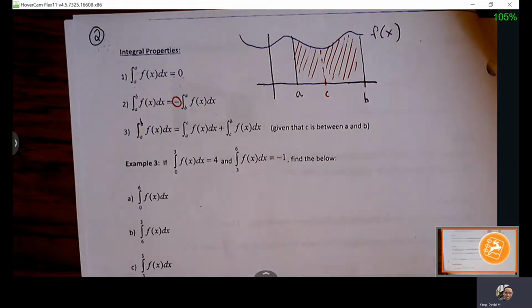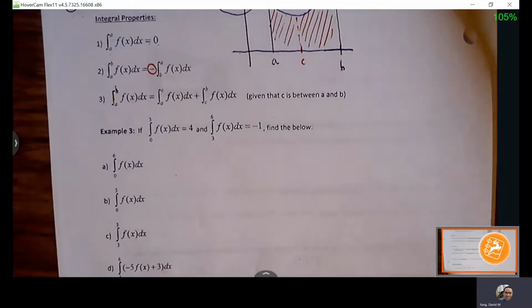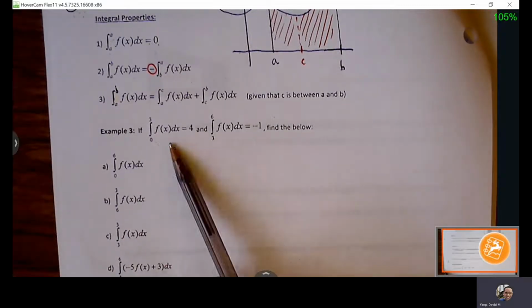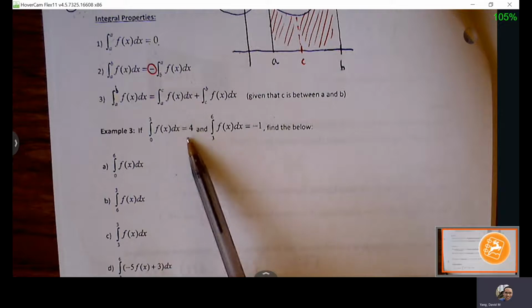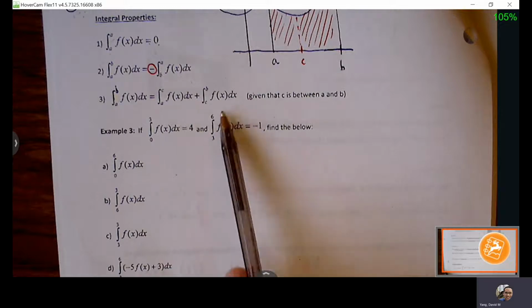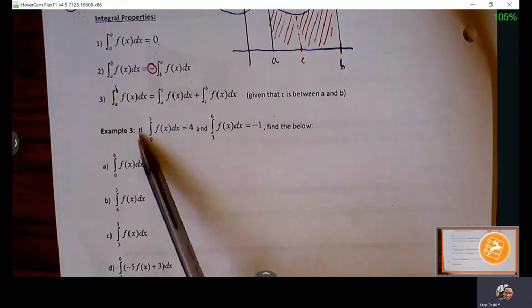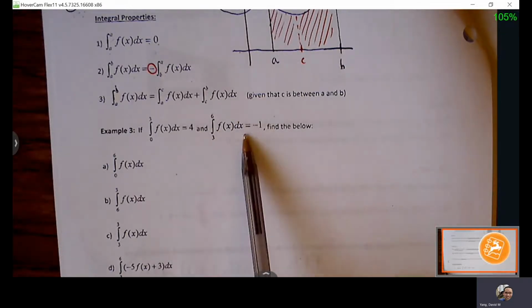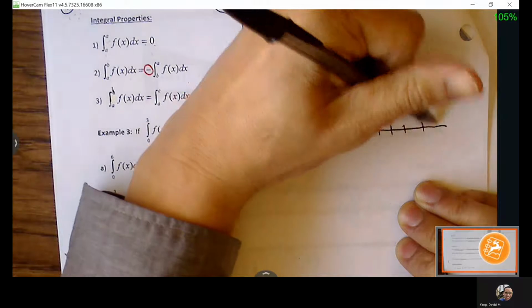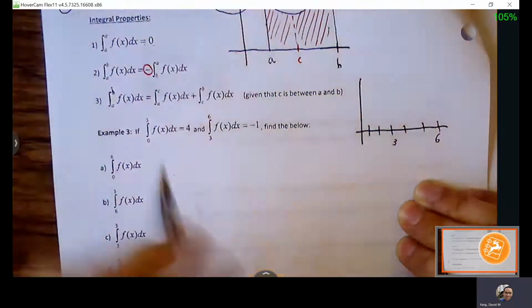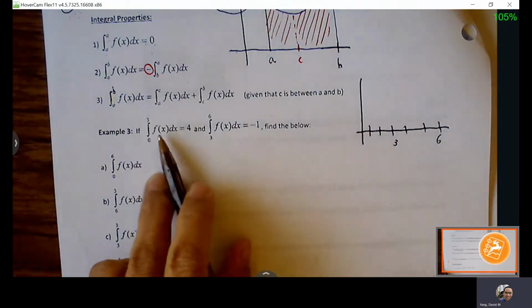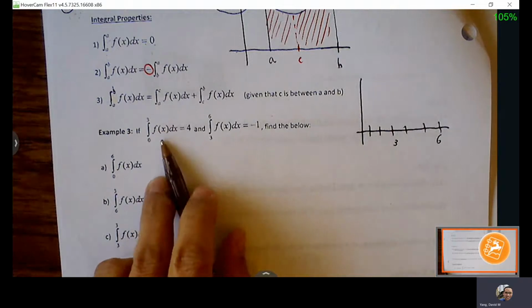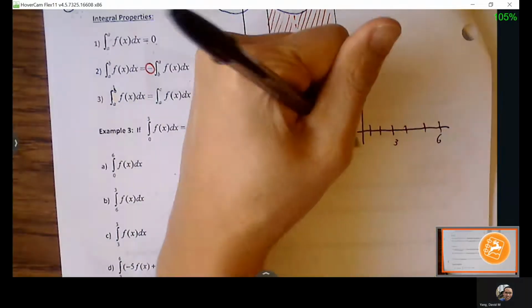Okay, so let's practice using those properties with example 3. The first property says if the integral from 0 to 3 is 4 and the integral from 3 to 6 is -1, find the below. I just want to create a picture that could resemble these properties, just to have something visual to look at. So the integral from 0 to 3 means that I can create a region above the x-axis and call it 4.